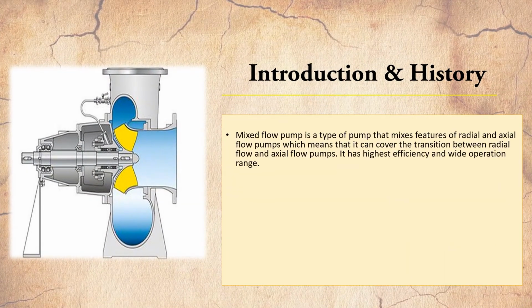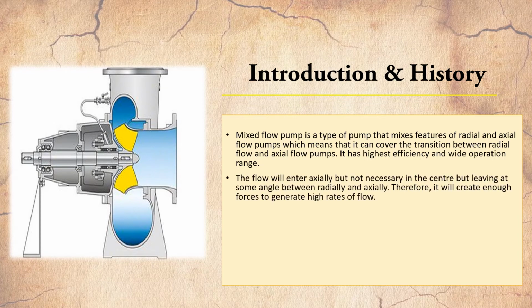Mixed flow pump is a type of pump that mixes features of radial and axial flow pumps, which means that it can cover the transition between radial flow and axial flow. It has the highest efficiency and wide operation range. The flow will enter axially but not necessarily in the center, but leave at some angle between radially and axially. Therefore, it will create enough force to generate high rates of flow.